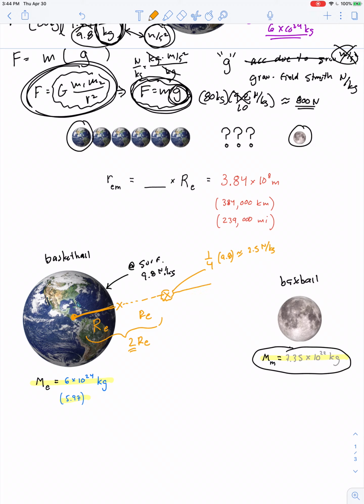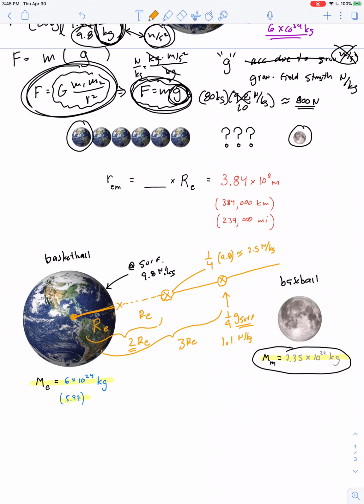And if we were to go yet another Earth radius away, then we'd be at a total distance of 3 Earth radii, and so the gravitational field strength there isn't merely 1/3 of the value of the surface, it's 1/9 of the value of the surface gravitational field strength, which would give about 1.1 newtons per kilogram, and so on.